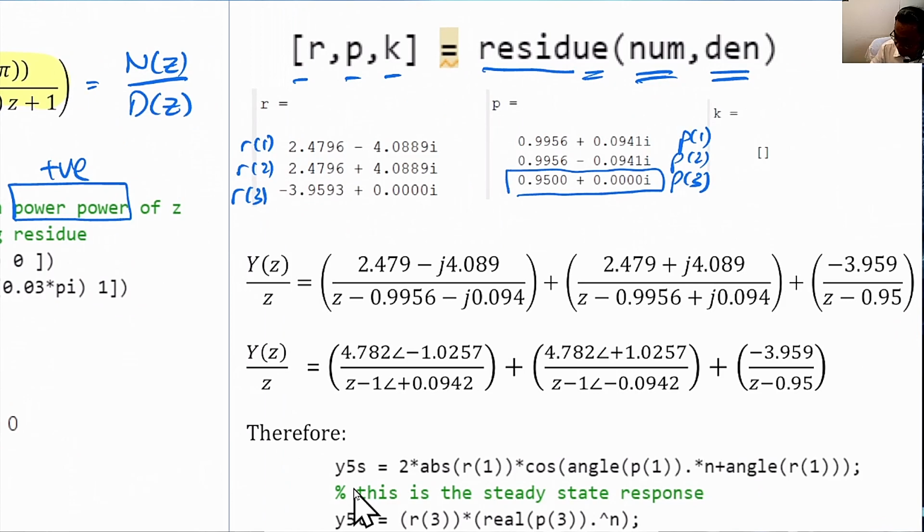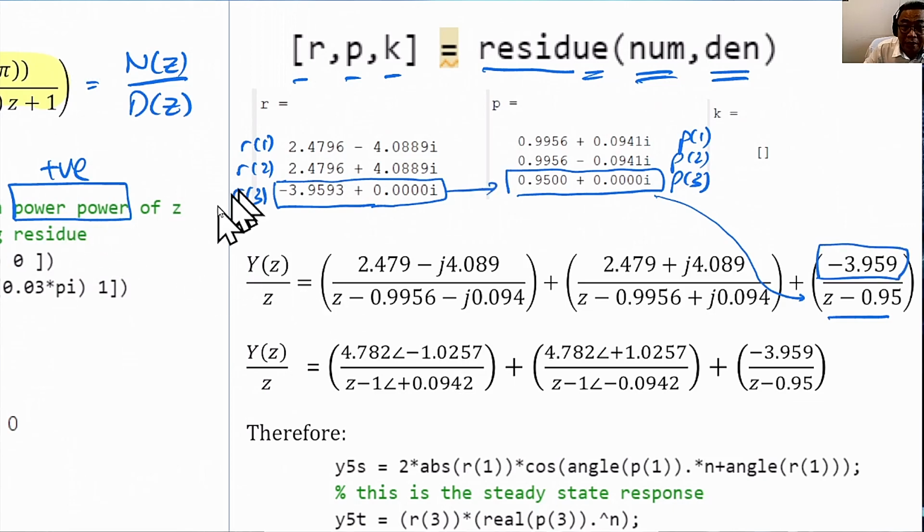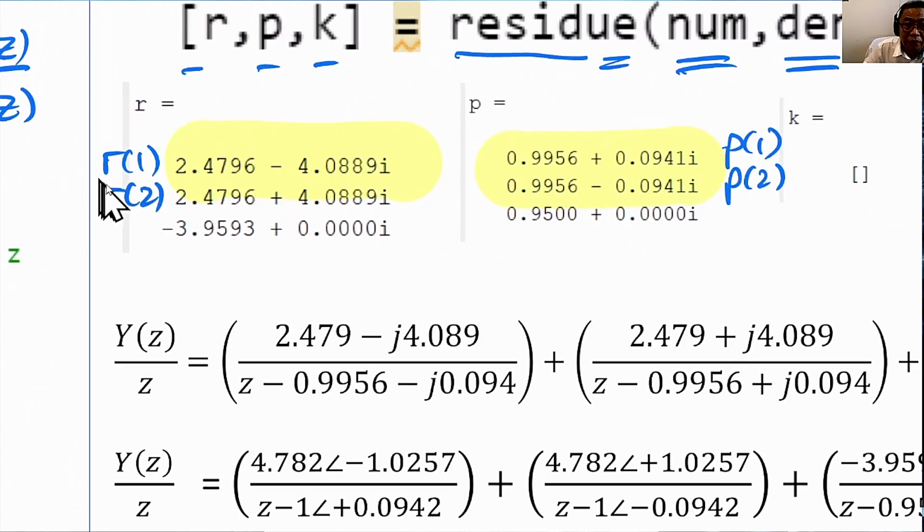Let's do the easiest one first, which is P3, because P3 is not complex conjugate, so it is just a single pole. So it goes to here. The pole position is 0.95, so it's z minus 0.95. The corresponding R3 is minus 3.9593, so it's here. So we always look at R3 and put it on top, and the P3 with 0 minus whatever this value is.